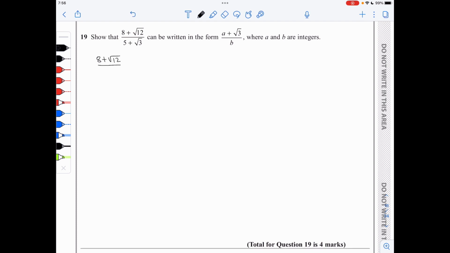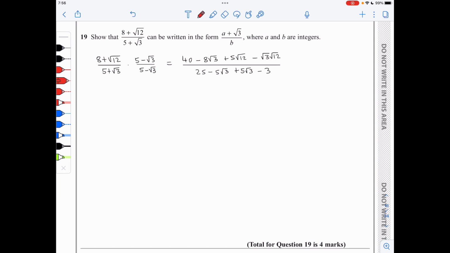We know that in this case we need to multiply intelligently by 1 in order to get rid of the root in the denominator. So I multiply by 5 minus root 3 over 5 minus root 3. If I expand the numerators, I get 8 times 5 is 40 minus 8 root 3 plus 5 root 12 minus root 3 root 12, and all of it over 25 minus 5 root 3 plus 5 root 3 minus root 3 times root 3, which is 3.